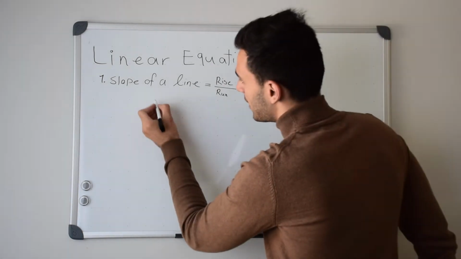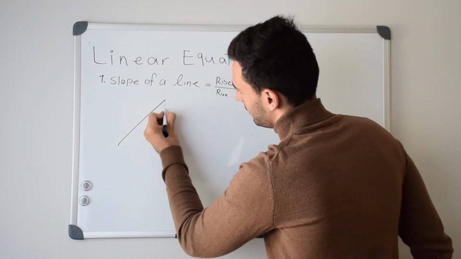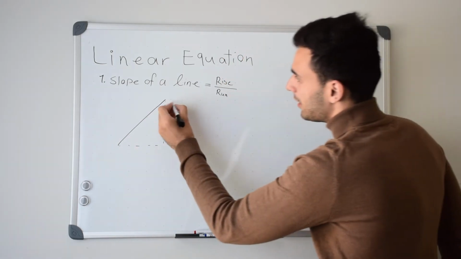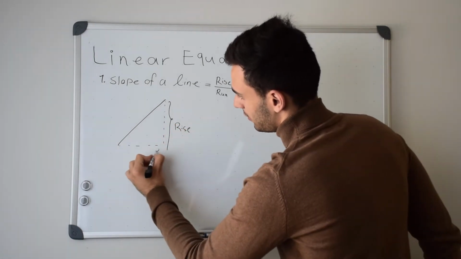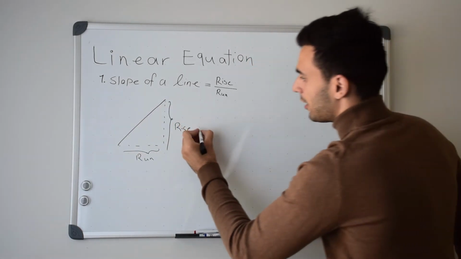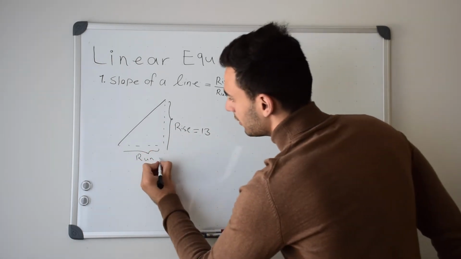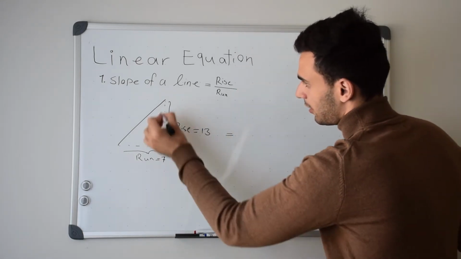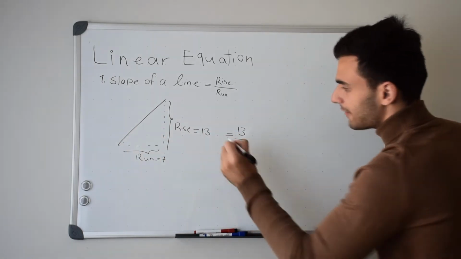So imagine we have a line here and we make a triangle. Okay, here's our triangle, and now here is the rise and here is the run. So imagine you have a line and the rise is, let's say, 13 units, and the run is, say, 7 units, right? So what is the slope of this line? The slope of this line is basically 13 over 7.